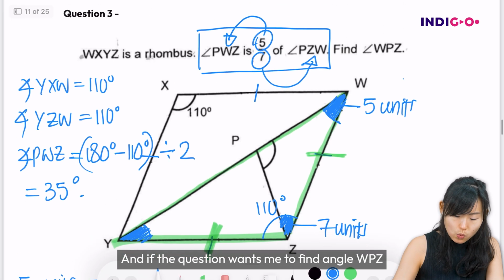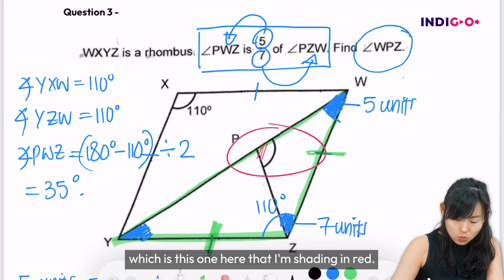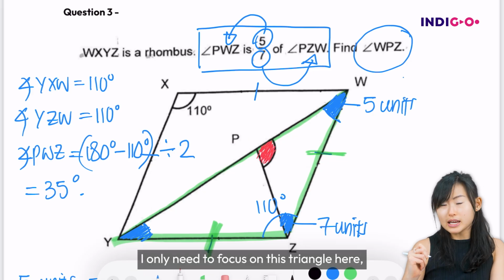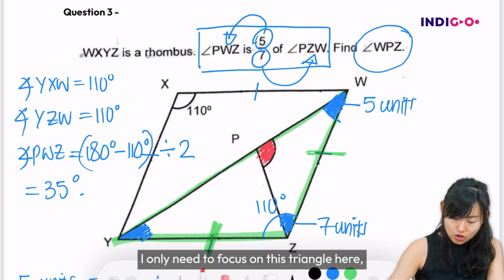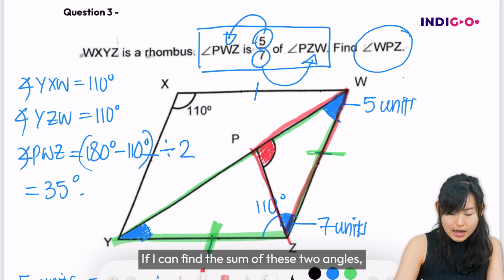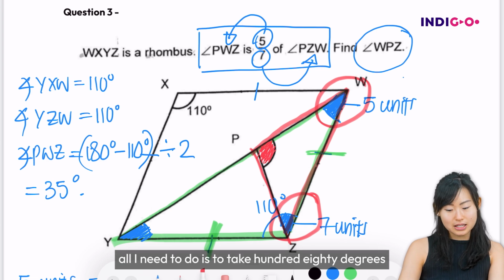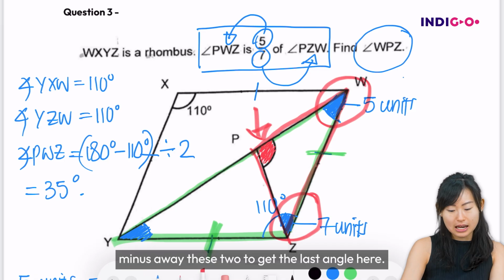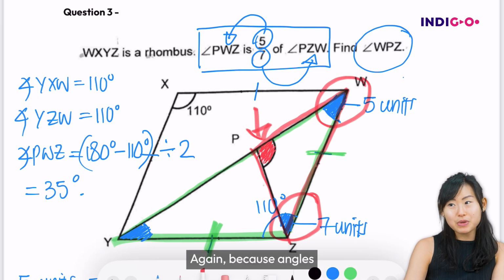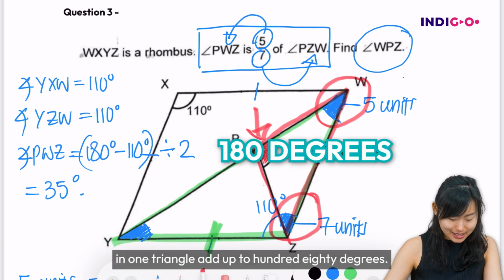And if the question wants me to find angle WPZ, which is this one here that I'm shading in red, I only need to focus on this triangle here. I'm going to highlight the triangle in red now. If I can find the sum of these two angles, all I need to do is to take 180 degrees minus away these two to get the last angle here. Again, because angles in one triangle add up to 180 degrees.